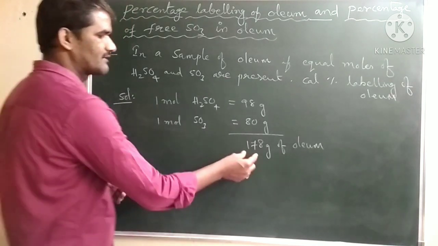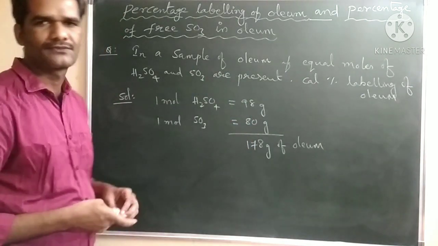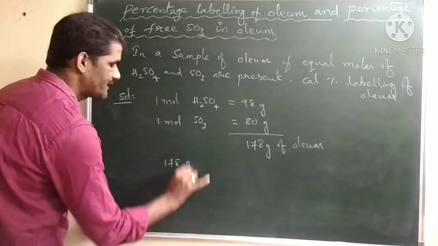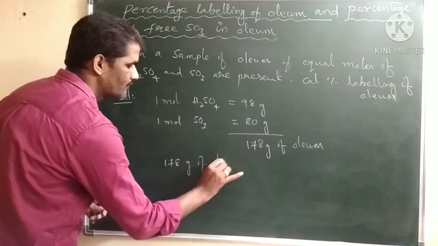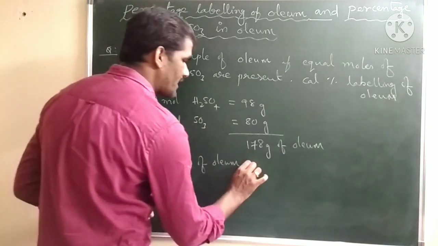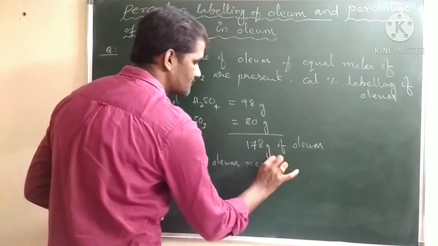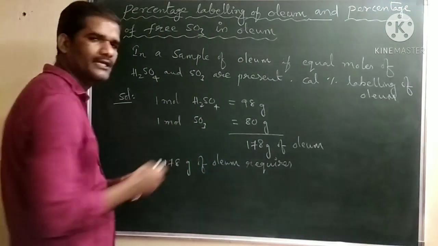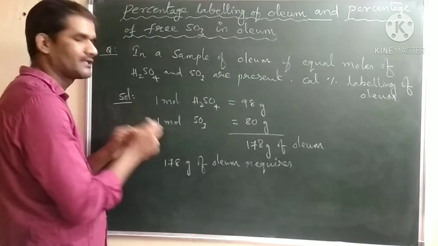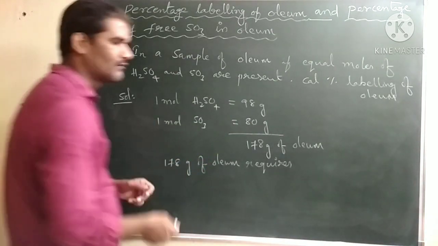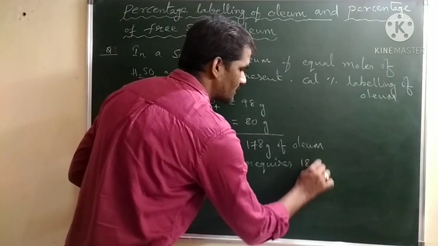See, this 178 contains 80 grams of SO3. So here 178 grams of oleum requires how much amount? It contains 80 grams of SO3. So water reacts with SO3 only. So 80 grams means 1 mole, 1 mole water. So 18 grams of water.